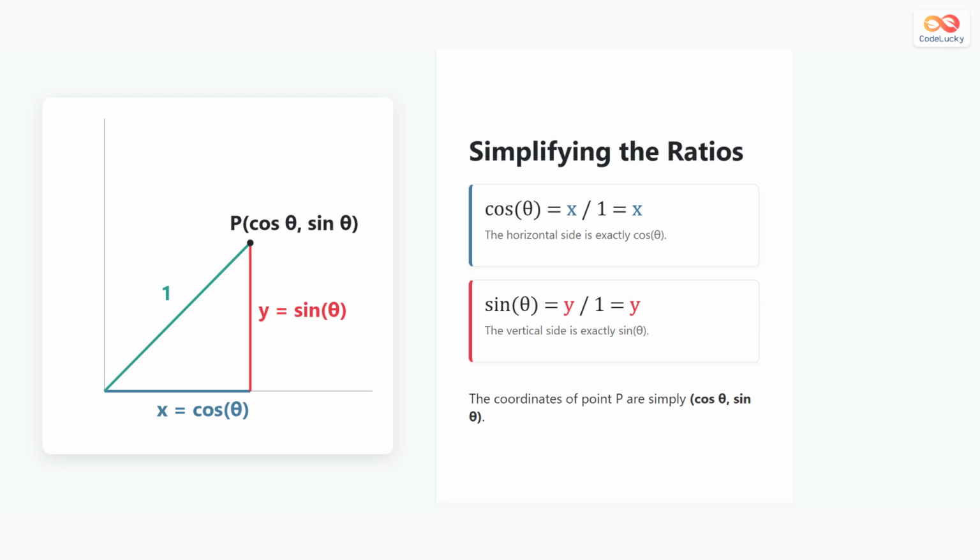Because our triangle is inside the unit circle, the hypotenuse is 1. This simplifies things immensely. The adjacent side becomes just x divided by 1, which is x. The opposite side becomes y divided by 1, which is y, so the coordinates of our point are simply cosine theta and sine theta.